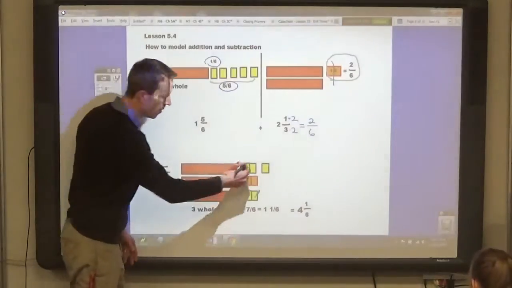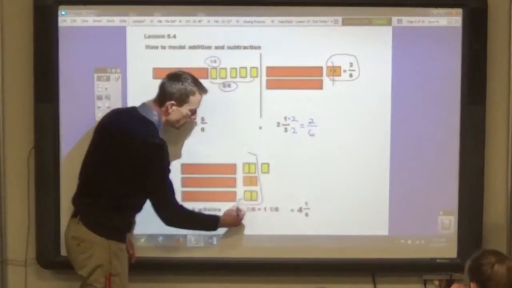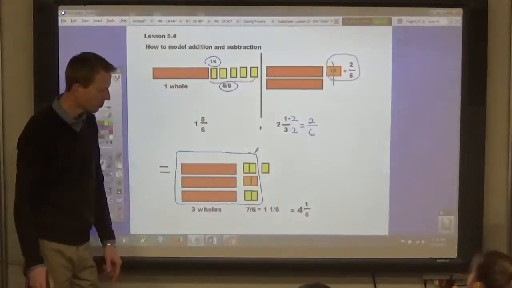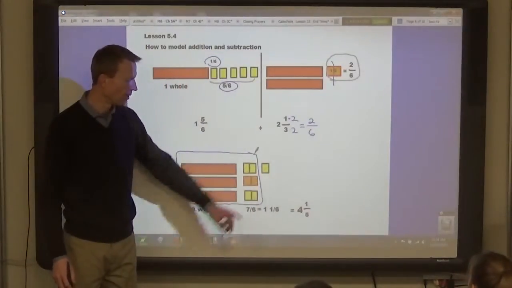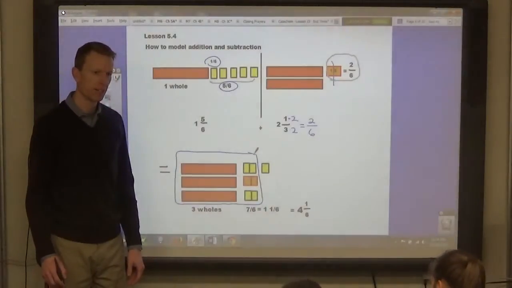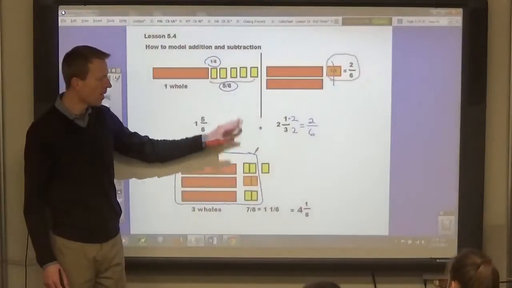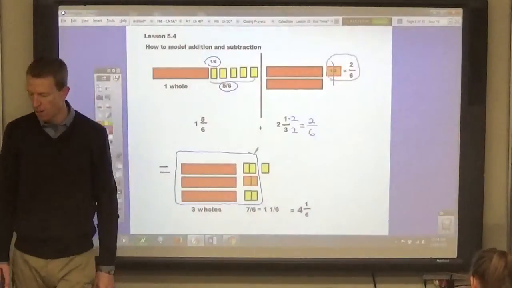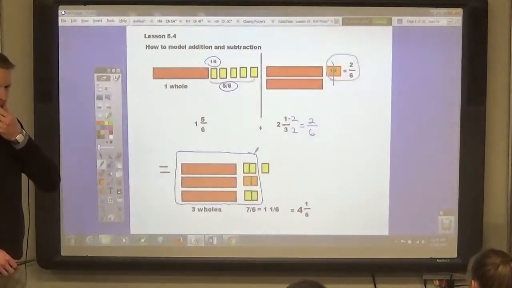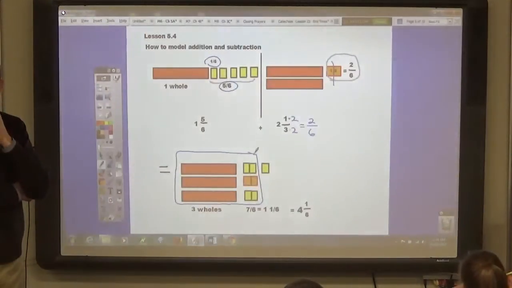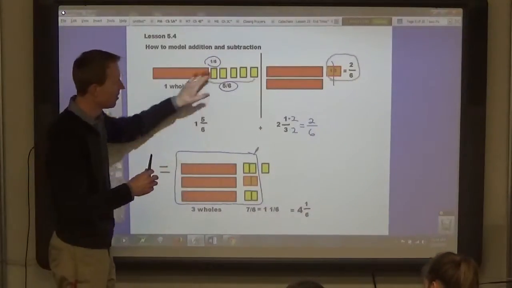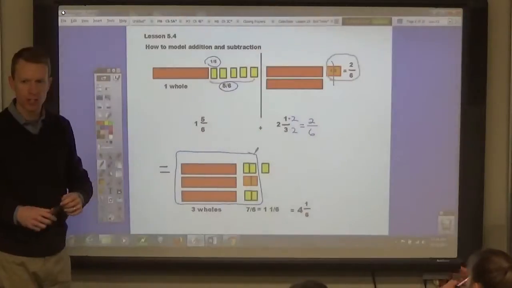So we really have 4 wholes. These are all the wholes. We made another rectangle and 1/6. 4 and 1/6. Okay? This is a basic model of mixed numbers and adding mixed numbers. Okay? That's an addition model. Now we're going to talk about how to use these boxes and model a subtraction problem.